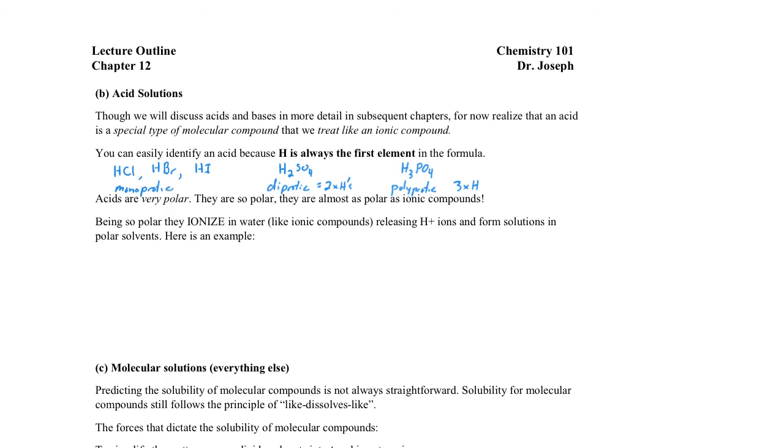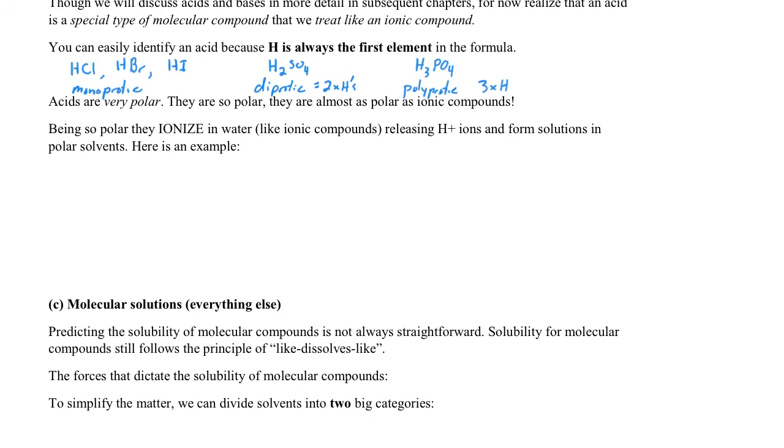Now, it turns out that acids are very polar. They're so polar, in fact, that they behave almost exactly like ionic compounds in solution. Because they are so polar, they ionize readily in polar liquids like water. When they do this, they release H+ ions, forming the solutions that result. Let's take a look at a few examples. We'll look at a monoprotic acid, a diprotic acid, and phosphoric acid.